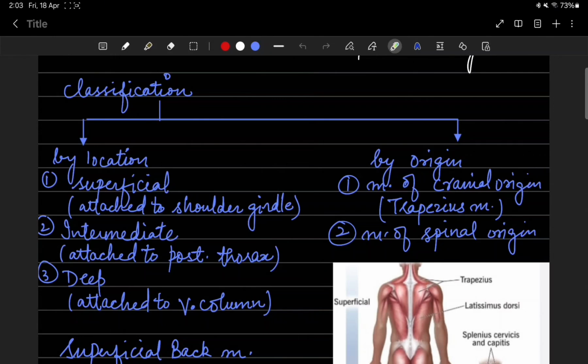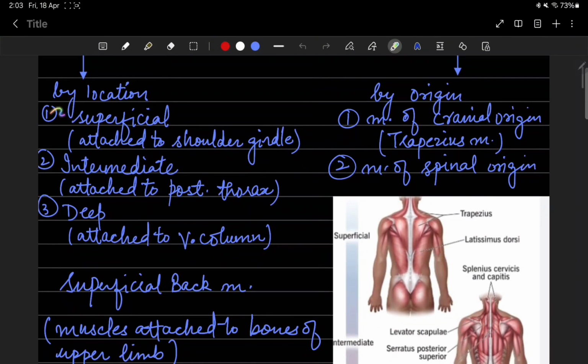Moving ahead, we can classify the muscles of the back by location also, like the superficial one, then the intermediate and the deepest, the deep one. Deep ones are those muscles that are closest to the bones. Superficial, they are attached to the shoulder girdle. Intermediate, they are attached to the posterior thorax. And the deep back muscles are attached to the vertebral column, that is a bone itself.